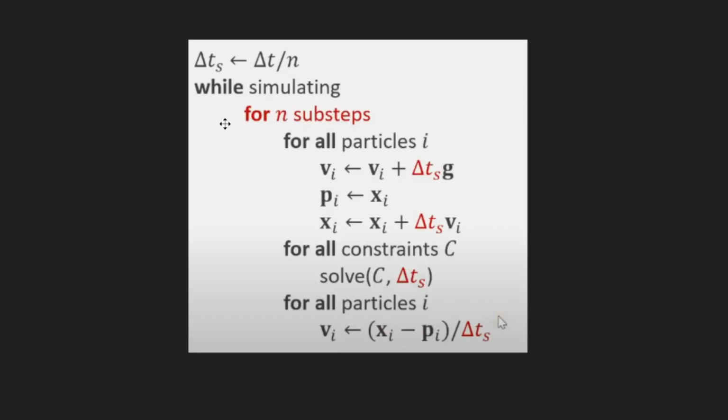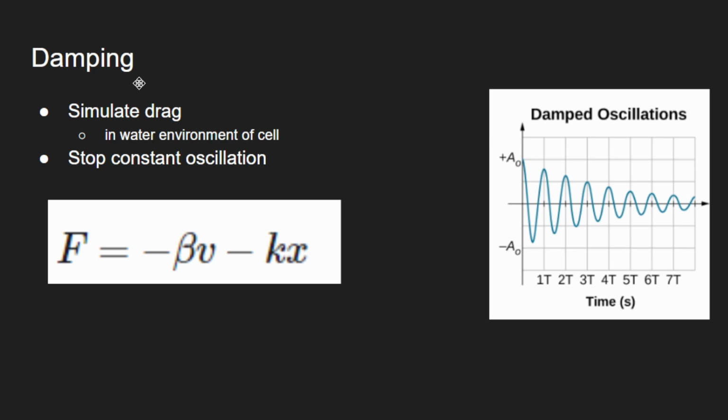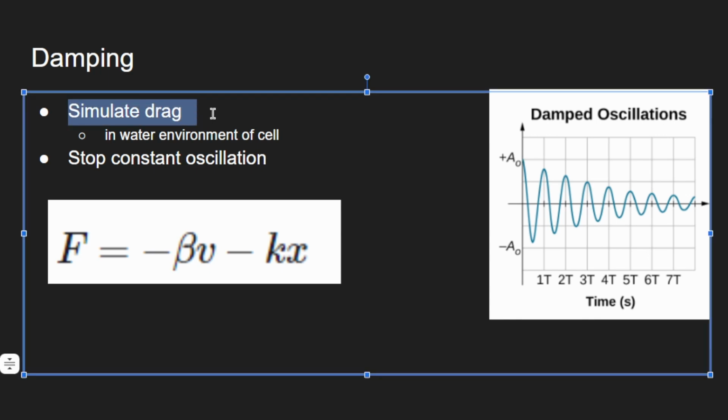This is very simple in terms of coding. We just add a for loop here and then run the time step calculation multiple times with the split up delta time. Finally, we add damping to our model, which results in damped oscillations in each of our springs. This simulates drag as it slows down the oscillation over time, and this can simulate our desire to simulate the cell membrane inside a water environment.